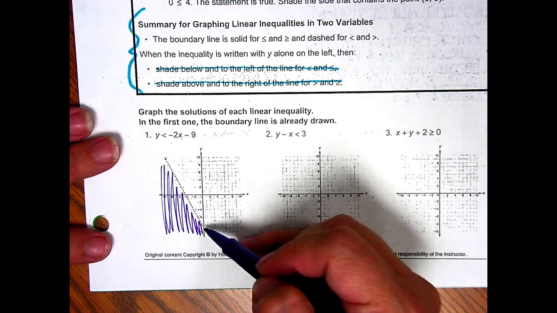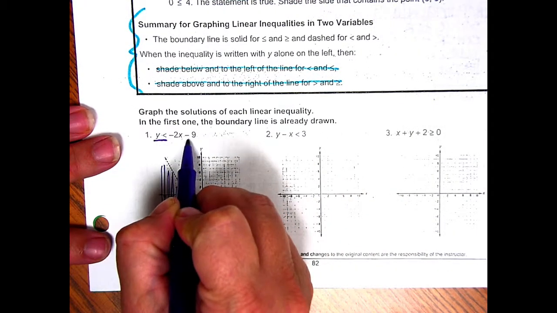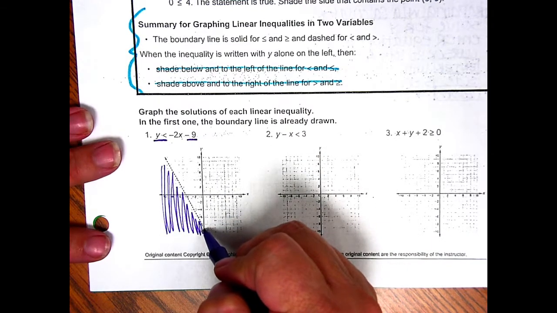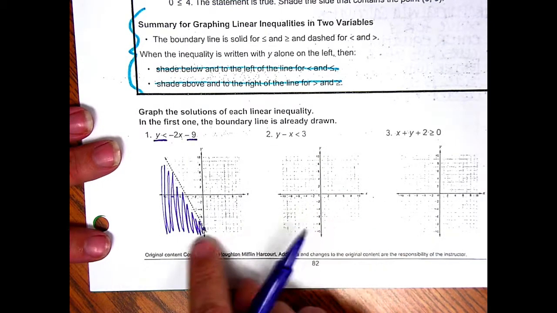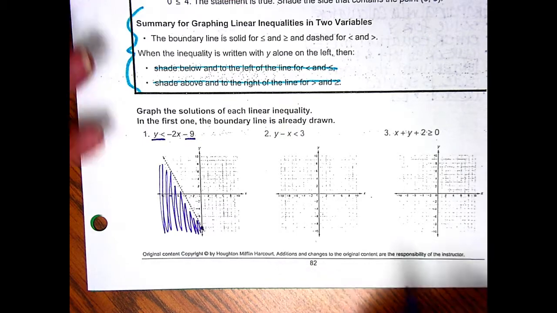Now, because it's less than, we shade to the left, so we would shade in this area to the left. You can also look at y is less than -9 and go to the spot on the y-axis where the intercept is and think to yourself, well, where would the values of y be less than 9? And it's below, so it's to the left. You'll be able to see it a little better on the next example.